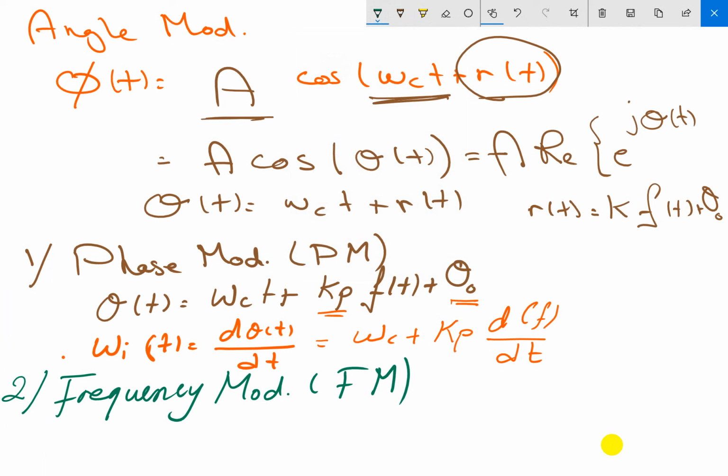FM. Listen now. The instantaneous frequency of the FM equals omega c plus K sub F f of t. As we said before, the instantaneous frequency of FM has a linear relationship with the information signal, and it has a linear relationship with the amplitude of the information signal.